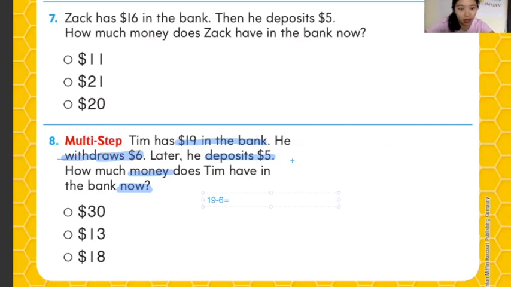After he withdrew, he had a total of $13. Now, later he deposited $5, which means 13 is not our answer yet. We are not even done with the question. Let's cross out 13. Later on, he deposited $5, so we're starting from the 13. We add the $5 extra he put in his bank, and that gave us a total of $18. So how much does he have in his bank right now? We would circle 18.